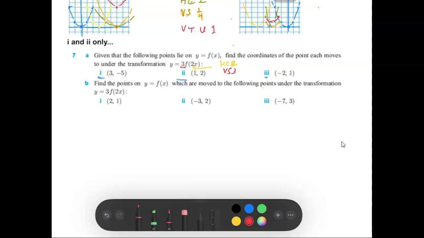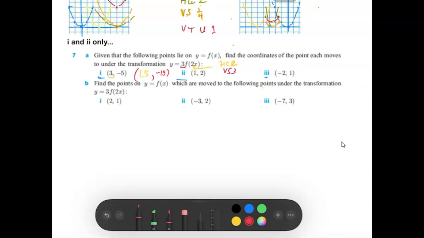When we do a horizontal compression, that only acts on the x-coordinate. So the x-coordinate is 3. If we do a horizontal compression by a factor of 2, the 3 becomes 1.5, right? The -5 undergoes the vertical stretch by 3, and so the vertical stretch by 3 of -5 would go to -15, right? So that would be my new point, 1.5 comma -15.